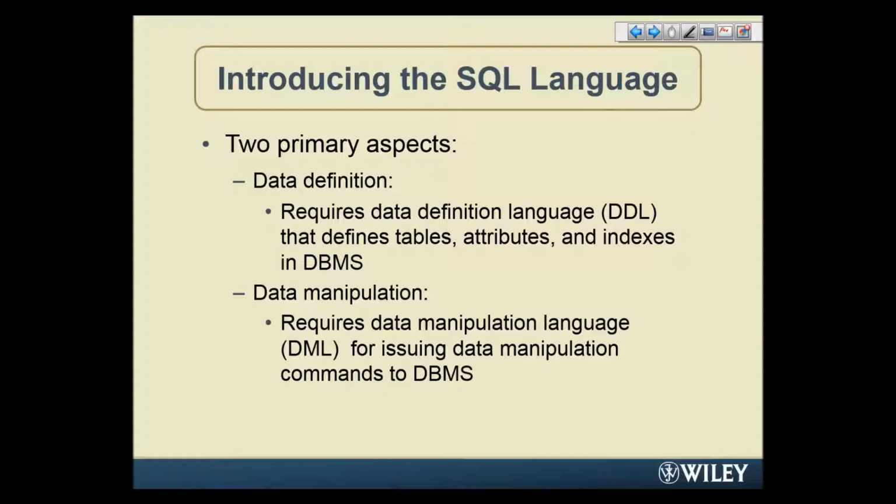So SQL language has two primary aspects to it. We have data definition, where we call it data definition language, and the other aspect is data manipulation. So when we talk about data definition, from its name, we define the database objects. So who can remind us what we mean by objects in a database? So a table can be an object. An attribute or a field in a table can be an object. An index can be an object, just to name a few.